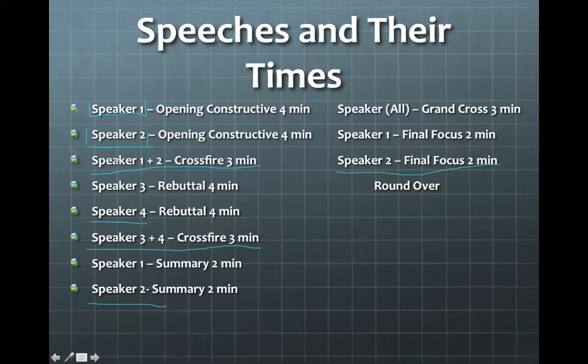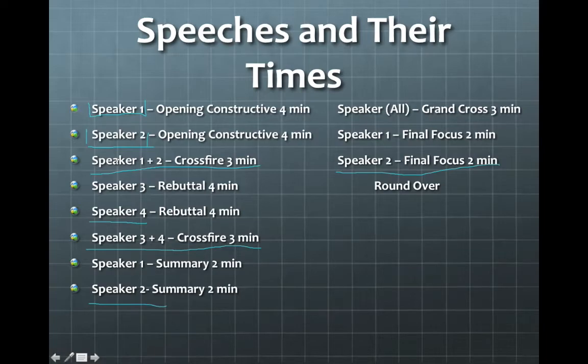So, the opening constructive. The opening constructive is exactly what it sounds like. It is an opening time to explain your first arguments and really win the judge over early with strong arguments. You have to remember that these are only 4 minutes long, so you want to be able to manage your time efficiently and get all your points and arguments in.